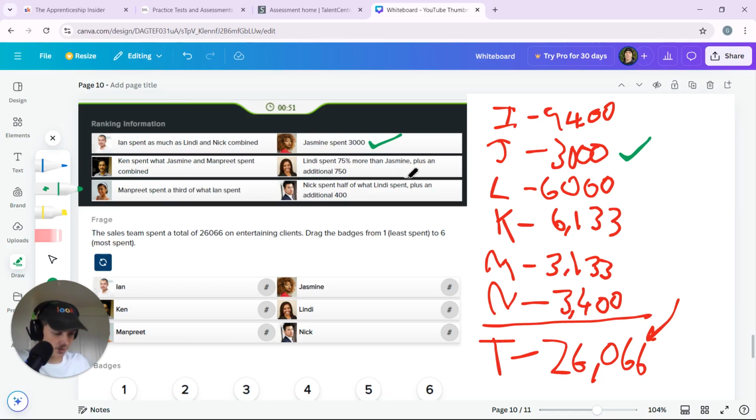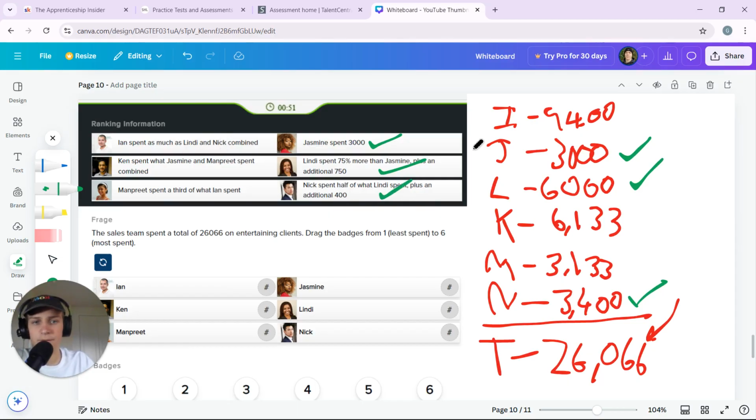So 3,000 plus 3,000 times 1.75 plus 750 is 6,000. So Lindy was 6,000. Yep, that's what I've written. I'm definitely happy with that. Okay. Nick spent half of Lindy plus 400. So Nick spent half of 6,000, 3,000, plus 400, 3,400. That's Nick. Boom. I'll tick that. I'm happy with that.